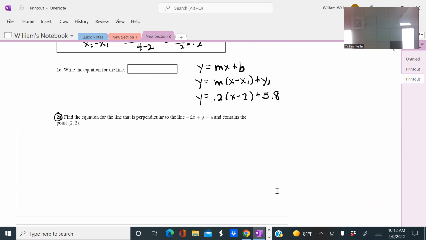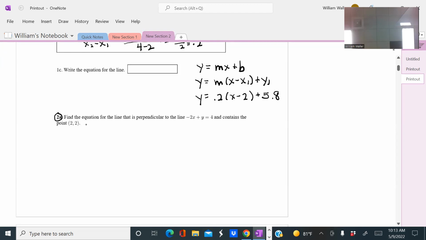All right, so let's look at point number 2, because this is the same sort of problem. It's just in a slightly different context. So find the equation for the line that is perpendicular to the given line. So here we have a formula for a line, and we want to find the equation for the line that's perpendicular to this line, but contains the point 2, 2. So when we're thinking about this problem, what we're thinking about is, I need the equation for this line, and that means I need to know a point on the line, but I've got a point, right?